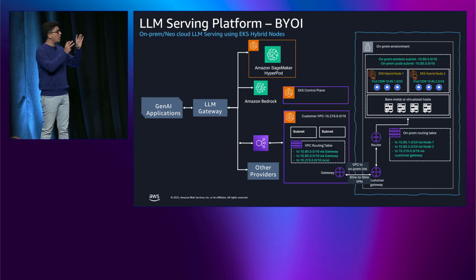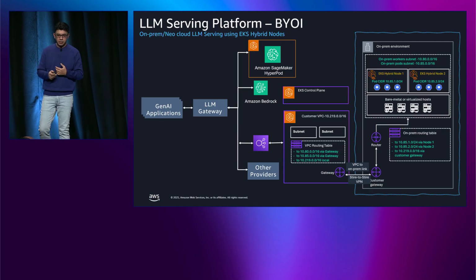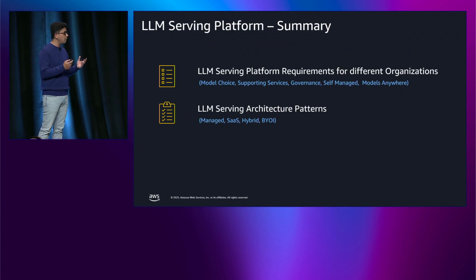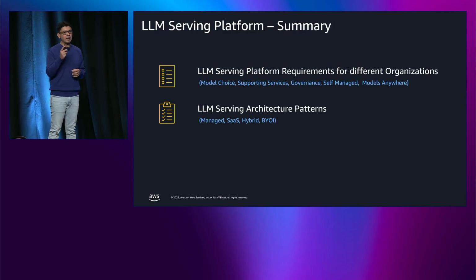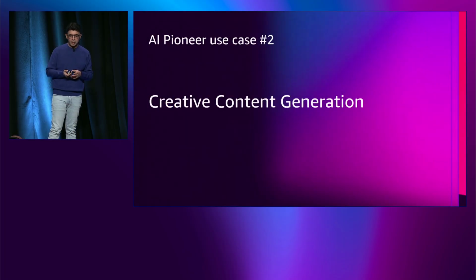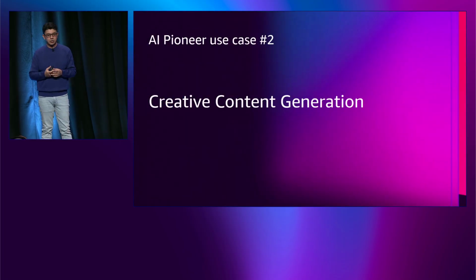So as you can see, this now comes together as an entire architecture supporting many different requirements that you might have of an LLM serving platform. To summarize, we discussed different requirements of an LLM serving platform and talked about 4 architecture patterns that we gradually, iteratively built to support all these 5 requirements. With that, I would hand it over to Jay to talk about the next AI pioneer use case, that is creative content generation.